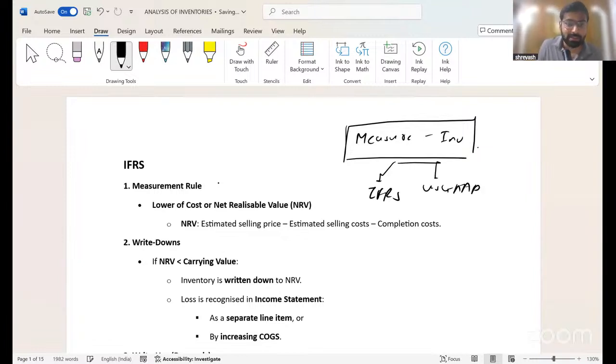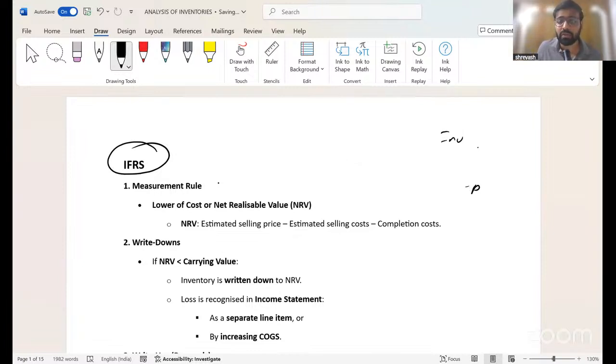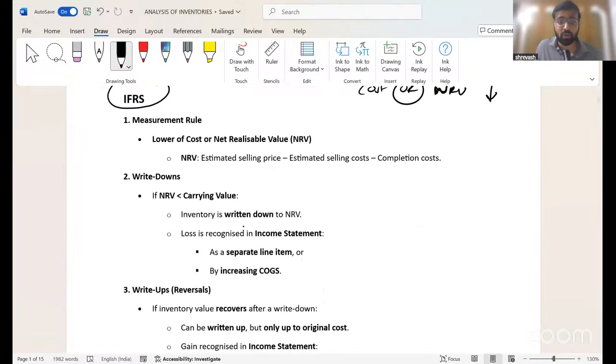Let's get started with IFRS. How exactly is the inventory valued in case of IFRS? In case of IFRS, inventory is valued by a very simple rule called cost or NRV, whichever is lower. That's how your inventory is measured. It is going to be cost or NRV, whichever is lower.